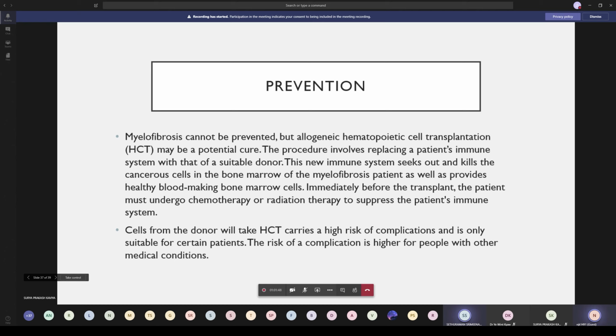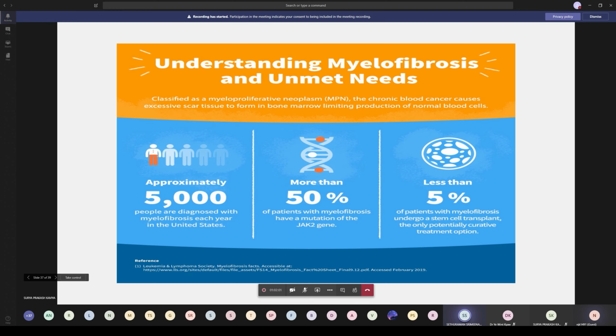Cells from the donor will take over. HCT carries a high risk of complications and is only suitable for certain patients. The risk of a complication is higher for patients with other medical conditions.